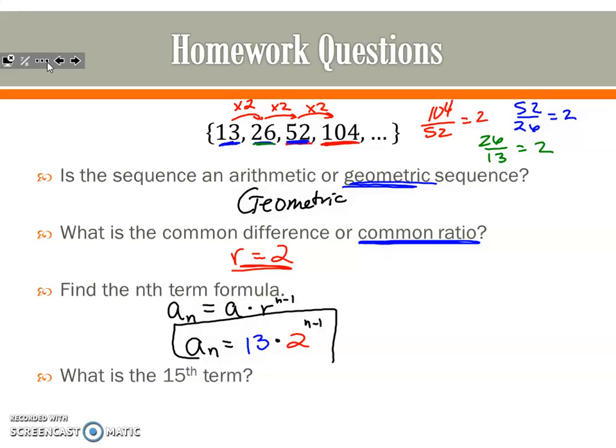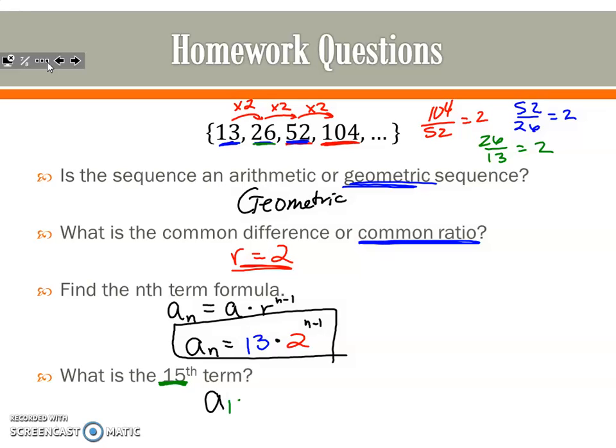2 to the n minus 1 power. Can we simplify these? No. Geometric sequences you cannot simplify because of the exponent. We can't multiply until we deal with that exponent, and there's a variable up there, so we don't even know what's in the exponent. Last thing it's going to ask you is specific terms. So for this one, what's the 15th term?